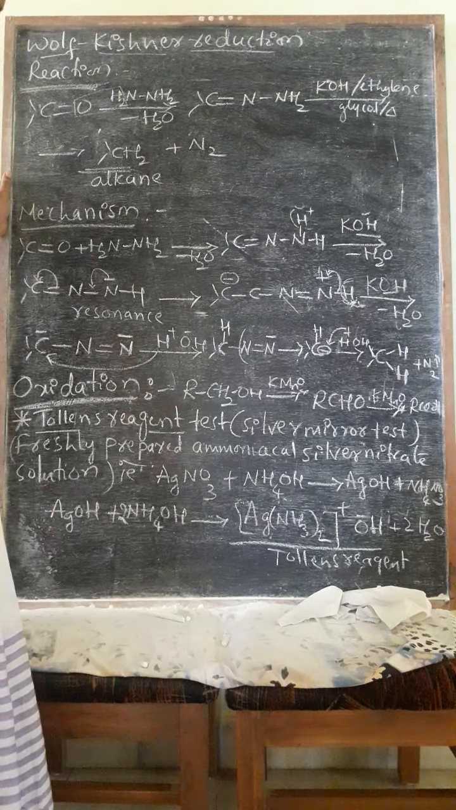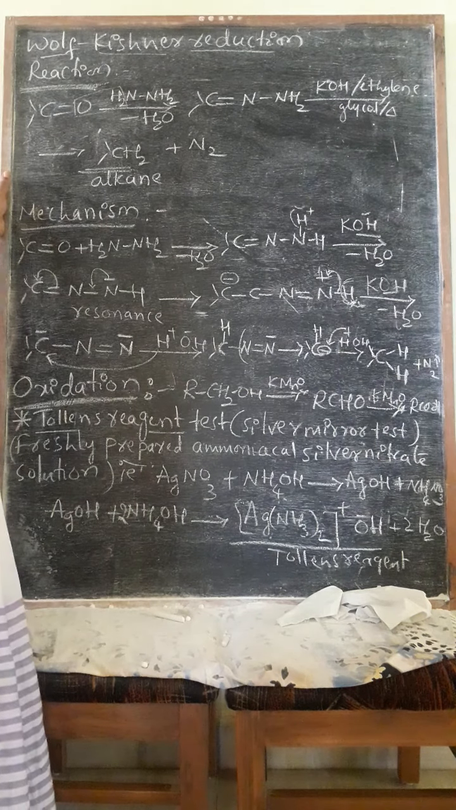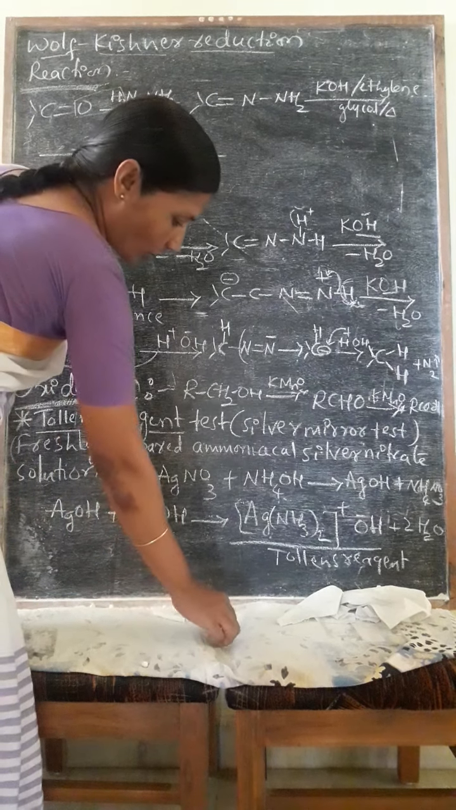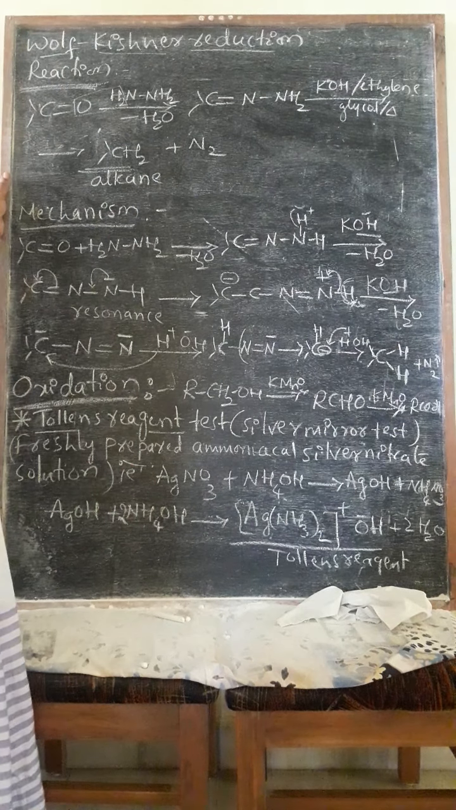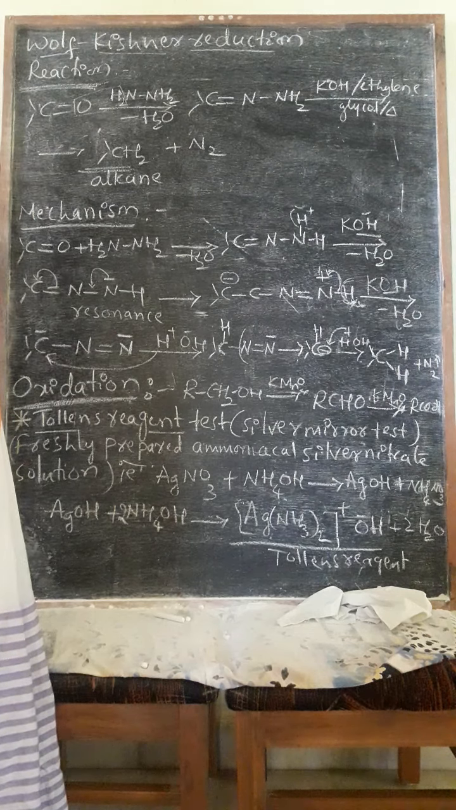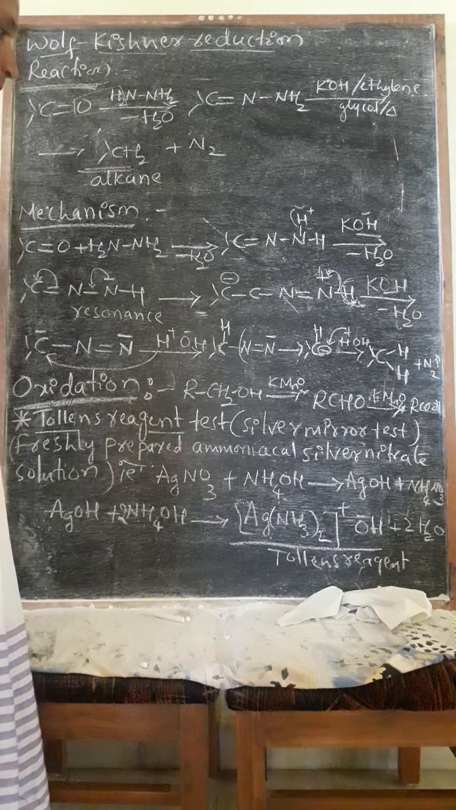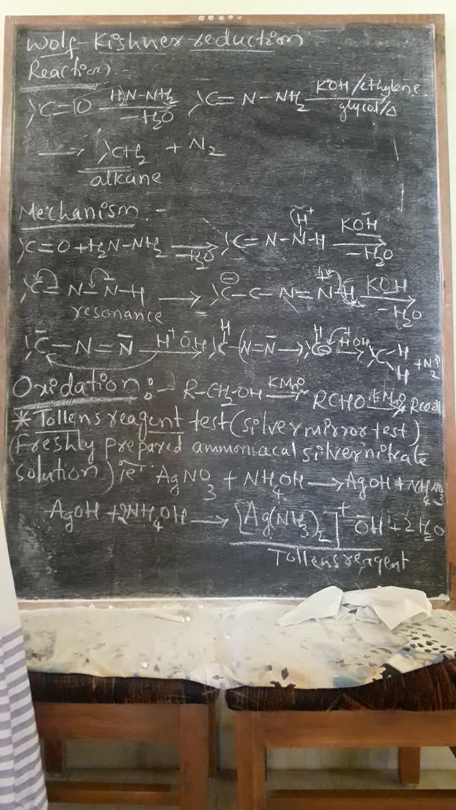That reaction is important, called reduction. There are two important reduction reactions. One is Clemmensen's reduction. In Clemmensen's reduction, you have to use aldehydes or ketones. The reducing agent is zinc amalgam and concentrated HCl. There we get alkanes or hydrocarbons.